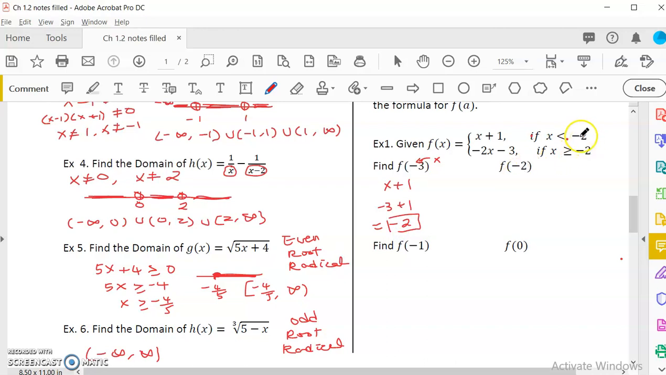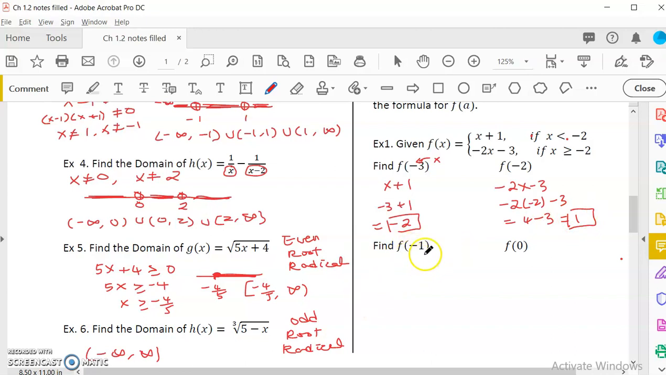What about f of -2? Well, actually, -2 is on the boundary, right? But when x is equal to -2, it is clearly in the second domain, so we use the second one. So we use -2x minus 3. Plug in x equals -2 into it. So 4 minus 3 equals 1. So that's our answer.